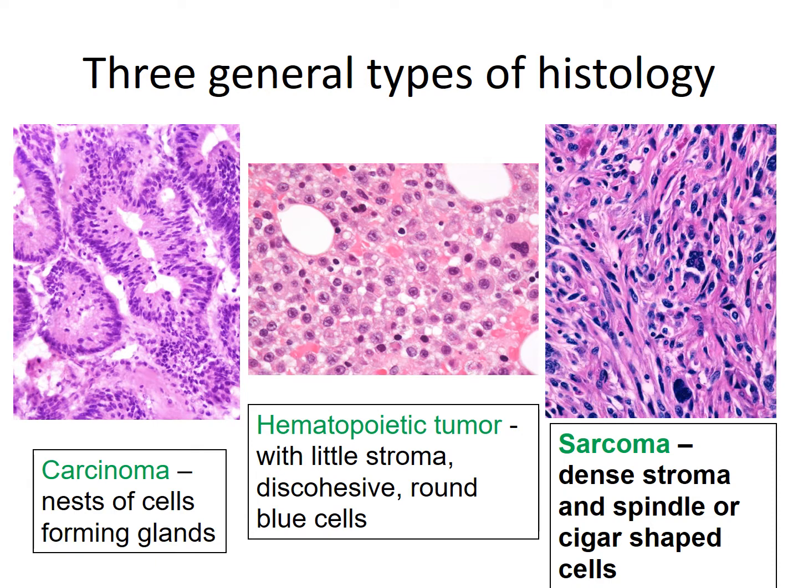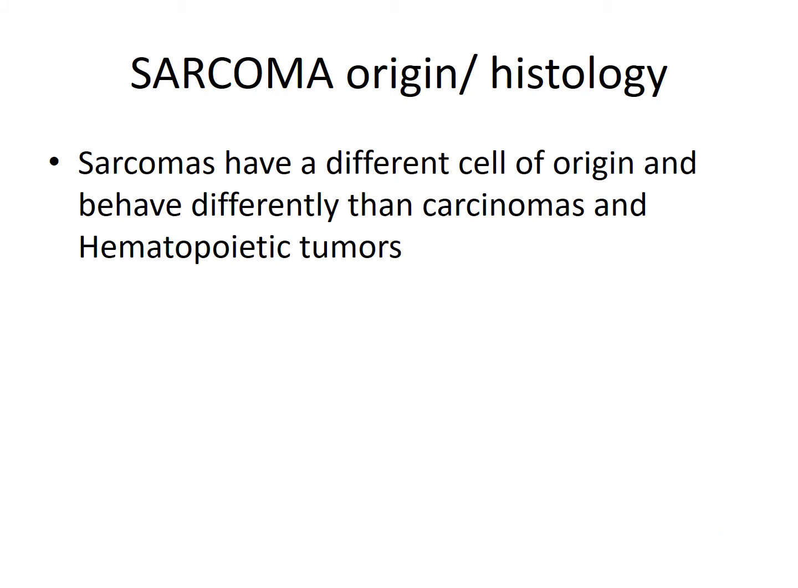So hematopoietic tumors often derive from the bone marrow or bone marrow cells and have an appearance that recapitulates bone marrow. There's very little stroma around the cells. Again, they're small round blue cells. They're discohesive. To the far right then is a sarcoma, a dense stroma, a dense spindle and cigar-shaped cells with large, bizarre pyknotic nuclei. And as you look, these look much more like muscle cells or bone cells, the cells that they originate from. Sarcomas behave differently, and that's important. They look different, and their pattern of spread is different.